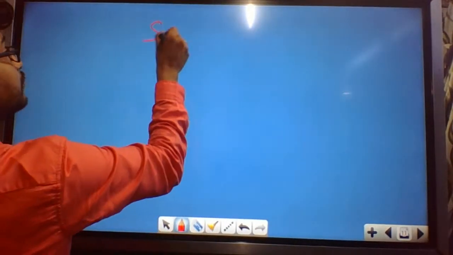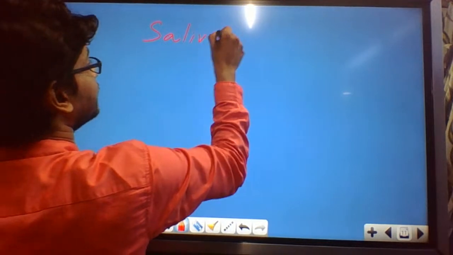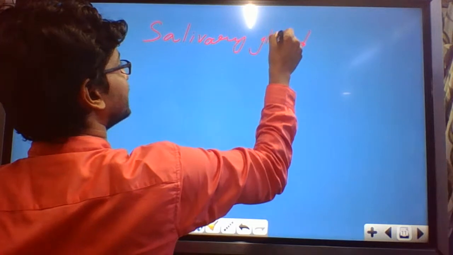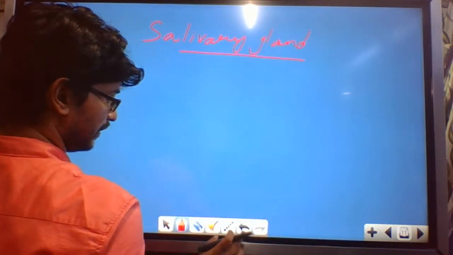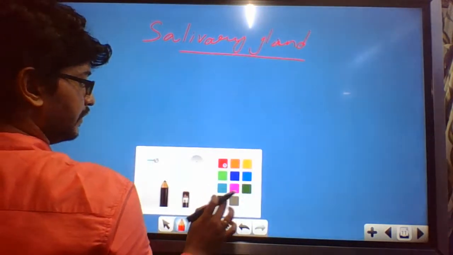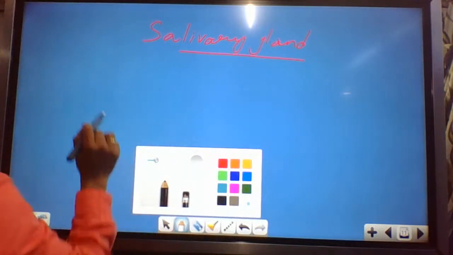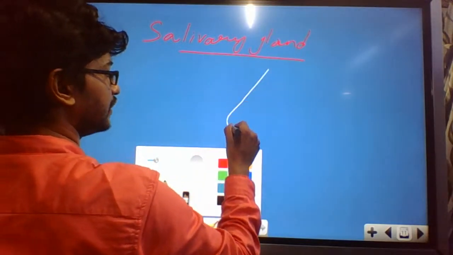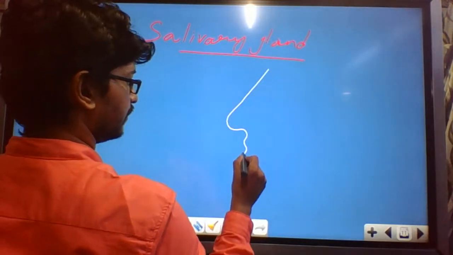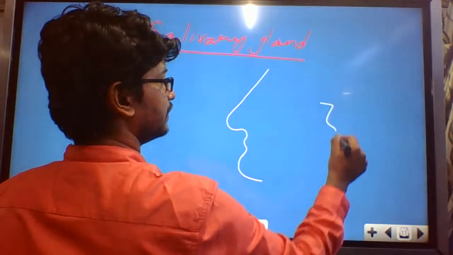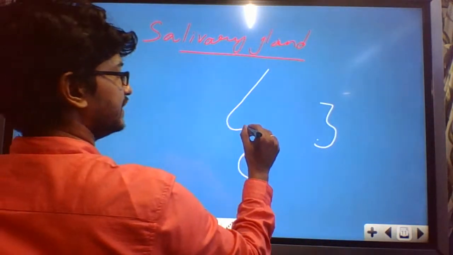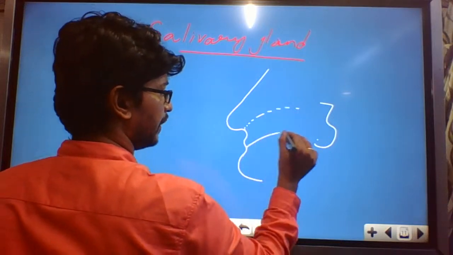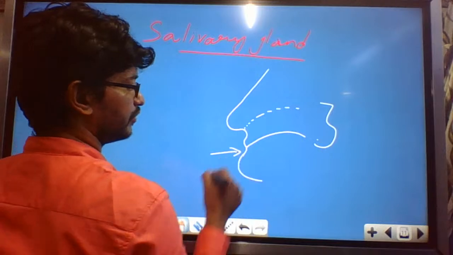So we discuss the salivary gland. We are still in the buccal cavity. Now, as far as the salivary gland is concerned, when you draw the structure of the salivary gland, as I told you, this is the nasal orifice, and this part is called the palate that we're talking about. This is the mouth where we take the food.